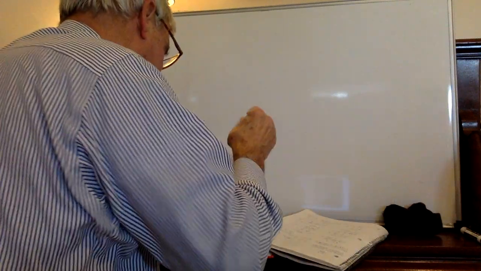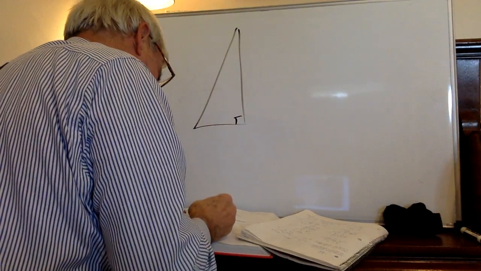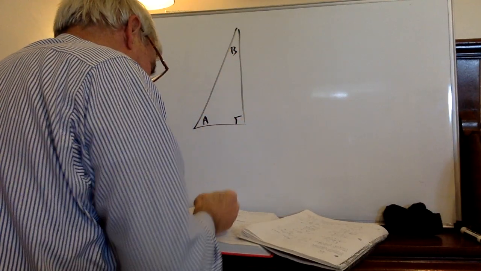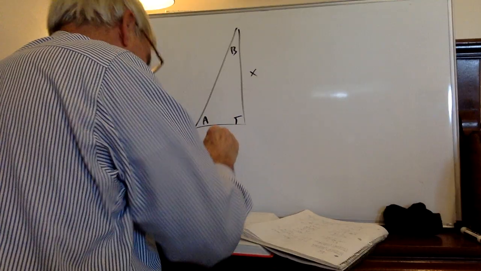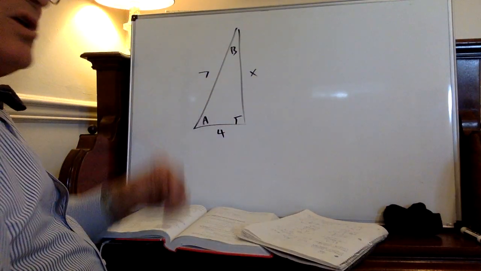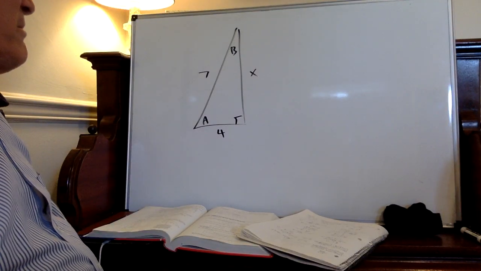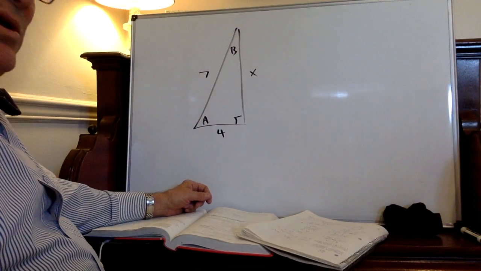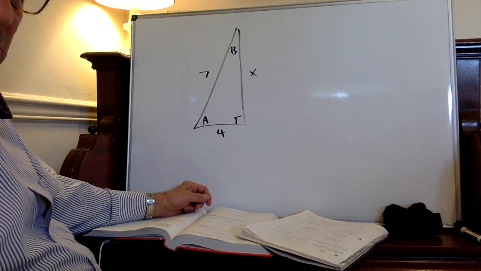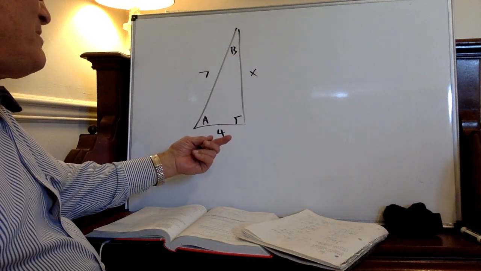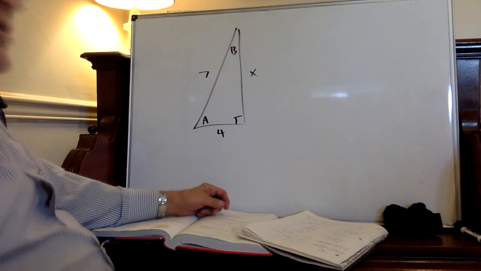On the last one, you had a triangle that was, again, a right triangle. They told you this is A, this is B, X, 4, and 7. All right, now, I can solve for X right away using Pythagorean theorem. Or I could solve for one of the angles using an inverse trig function, and then use trig functions using that angle. Let me do it for you both ways and show you what I mean.